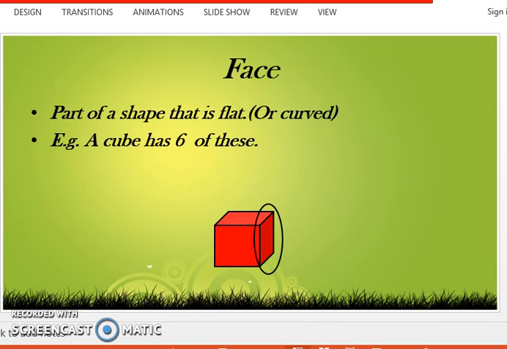What is a face? Part of a shape that is flat or could be curved. For example, a cube has 6 of these. Can you see the highlighted region? That is a face.